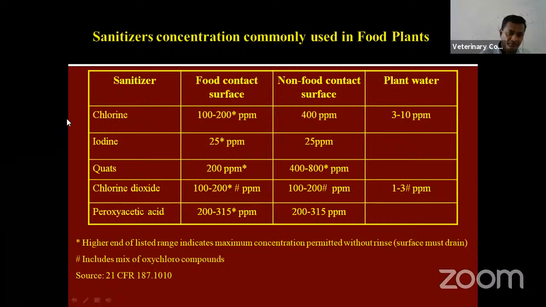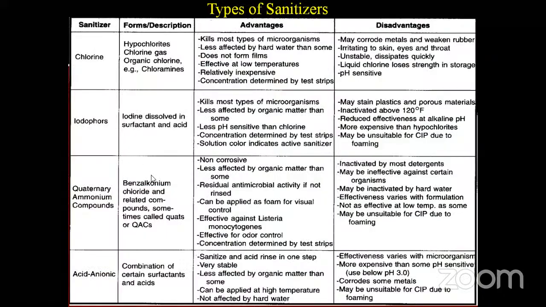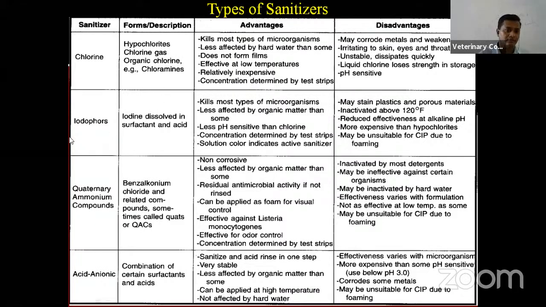Okay. Then comes quat. Quaternary ammonium compounds are applied at 200 ppm, and 400 to 800 ppm on non-food surfaces. Okay. Then peroxyacetic acid, PAA, 200 to 315 ppm, and non-food surface also the same concentration because they are very effective at that particular concentration. So chlorine, quat or PAA are commonly used sanitizers in the food industry. Iodophores can also be used. There is no problem. They can be used, but they are not as popular as chlorine. Okay.